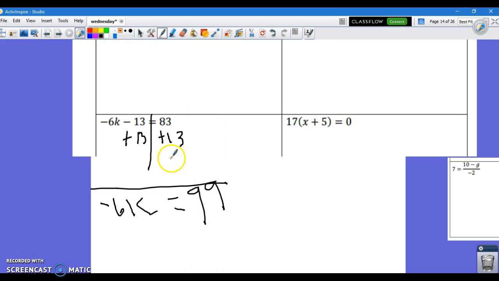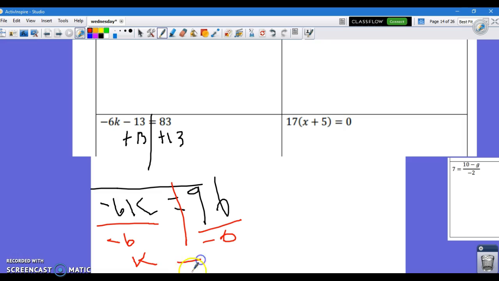Okay, 83 plus the 13. Whoops. 83 plus 13. Yep. 98. Oops. I know half of you are shouting, no, Mrs. Hart, it's 96. My bad. So now we're here. Divide by negative 6. That leaves us k. 96 divided by a negative 6 is going to be 16. It's going to be a negative 16.